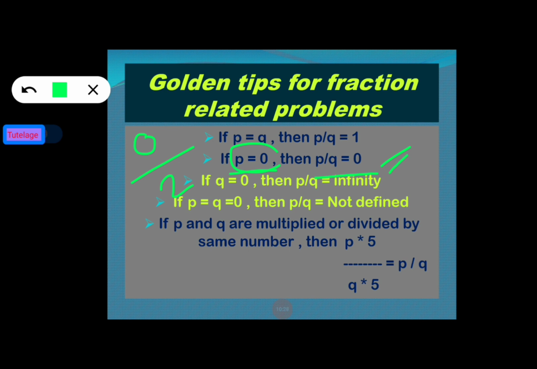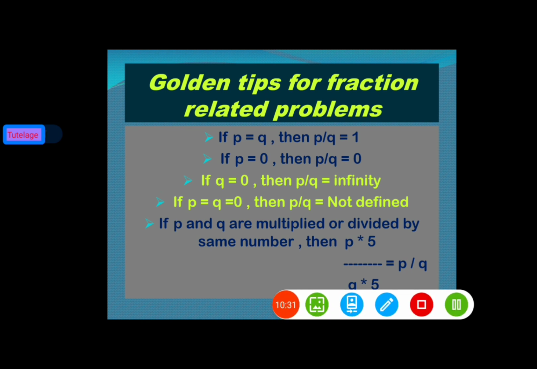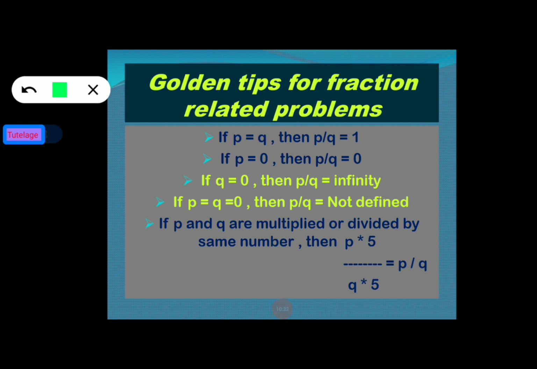Now move on to the third one, that is, if q equals 0. So p is 2 and q is 0. So 2 by 0. That's why this type of fraction is equal to infinity. Okay. So when p equals 0, then p by q is equal to 0. When q equals 0, then p by q is equal to infinity.